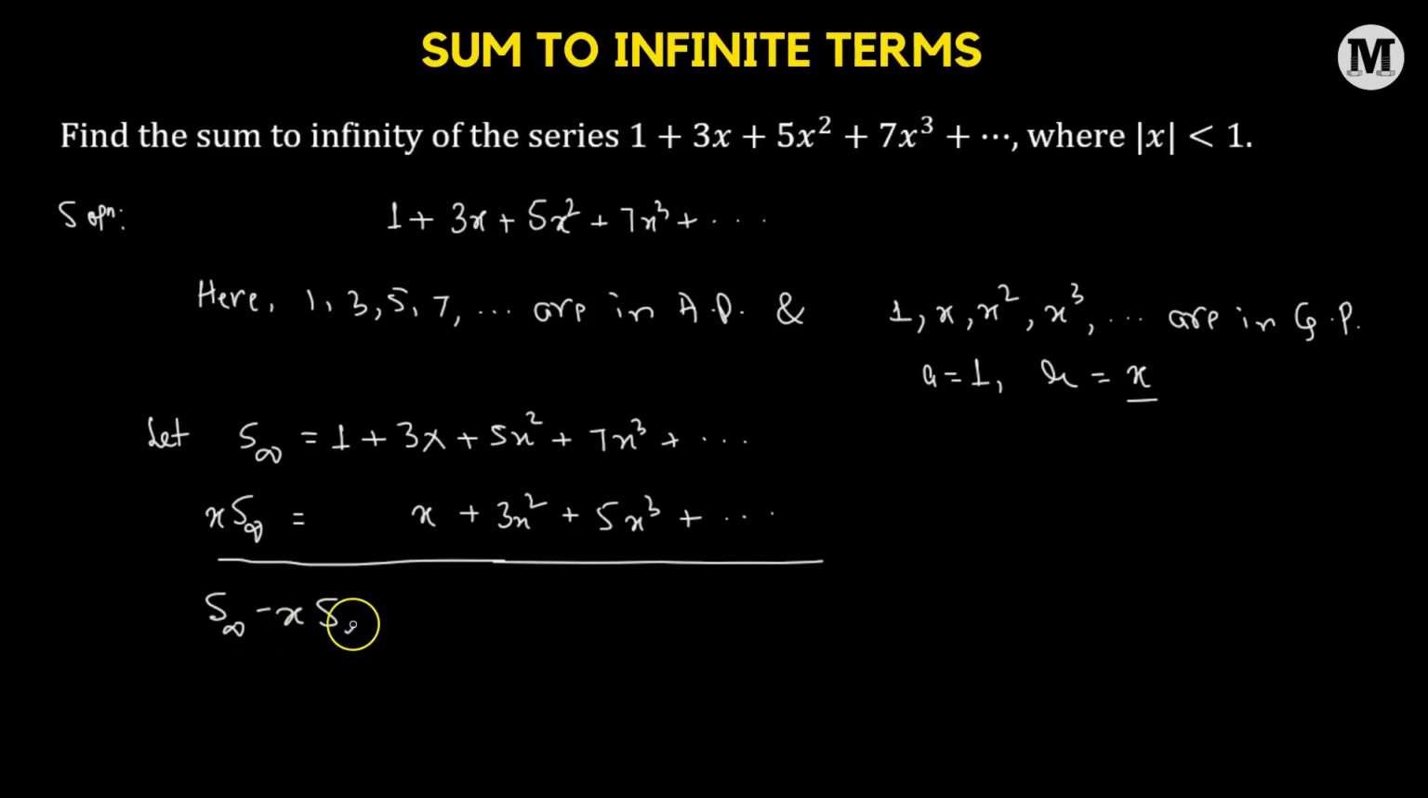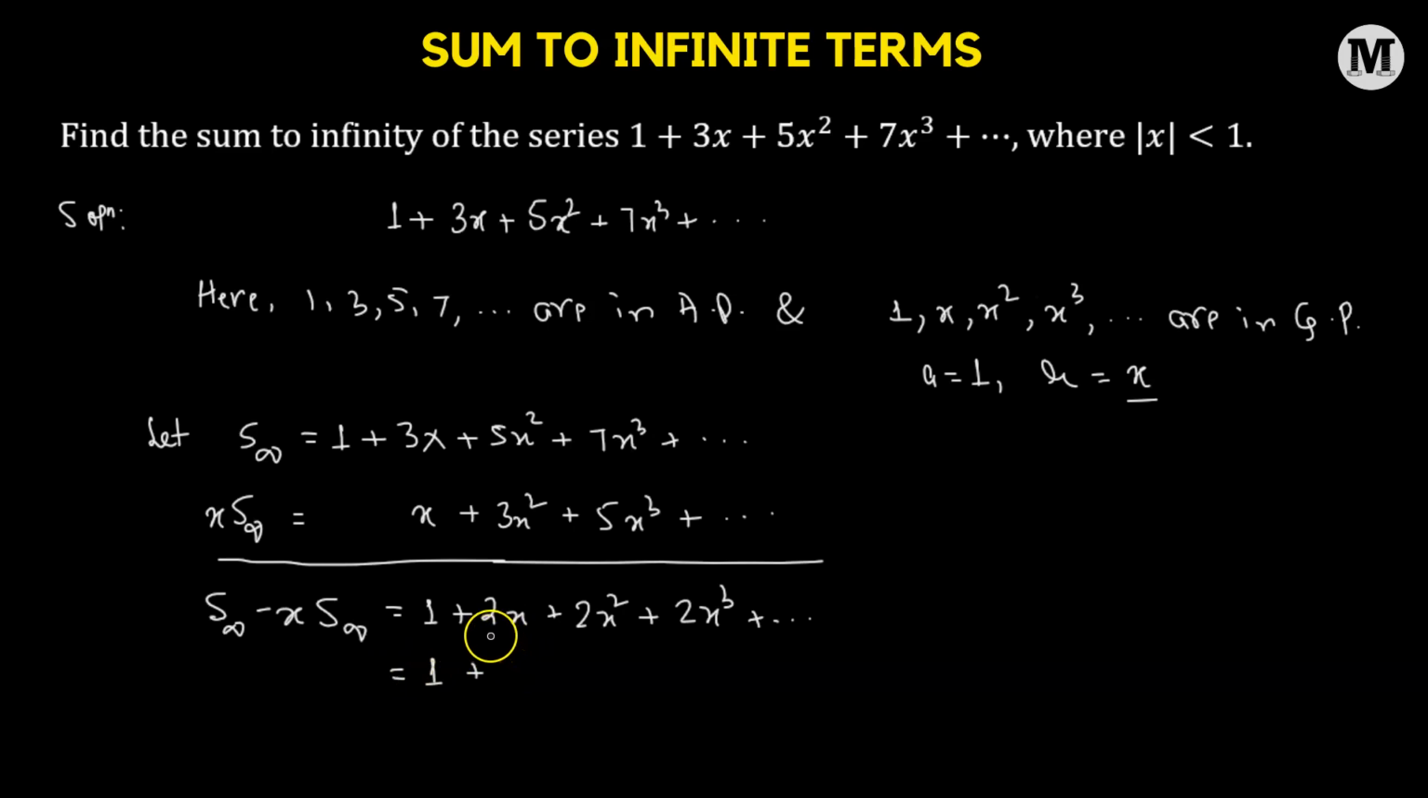Now we're going to subtract x times S infinity from S infinity. So this will be equal to 1 plus, we have 3x minus x, that's 2x. Then 5x squared minus 3x squared, that's 2x squared. Then 7x cubed minus 5x cubed, that's 2x cubed, and this goes all the way up to infinity. Now we're going to keep the first term as it is, 1.